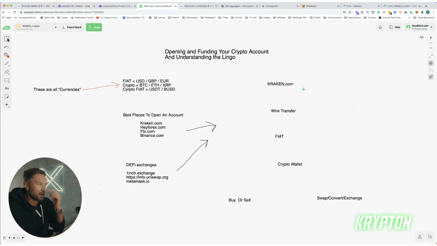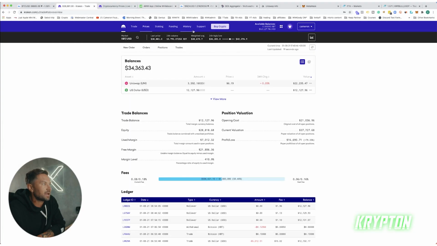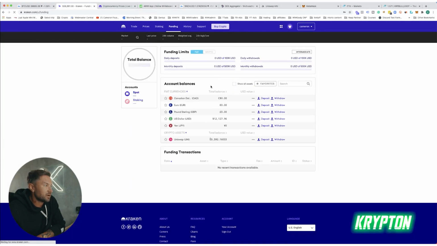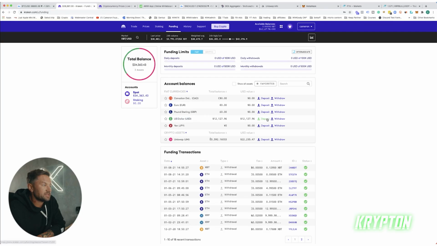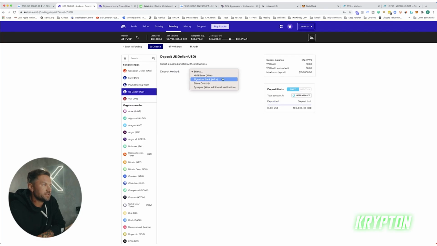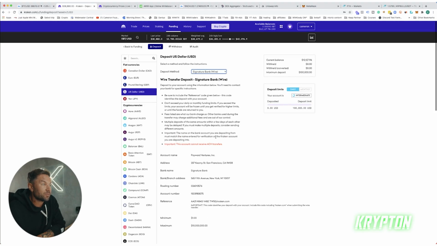Let's just talk about Kraken here first, because most of you guys are probably American, I would imagine, but we'll also talk about FTX and Binance as well. So if you're opening an account as an American, Kraken would be the best place to do it. You would go to Kraken.com, sign up for an account, and inside of there, you're going to want to hit the fund button and then do a wire transfer. So you'd go to Kraken, go to funding, and inside of here, you would go to US dollar and say deposit, and then you would do deposit method, just Signature Bank wire. I don't even know what these other things are. Maybe you do, but I just did a Signature Bank wire and just wired money into my account.